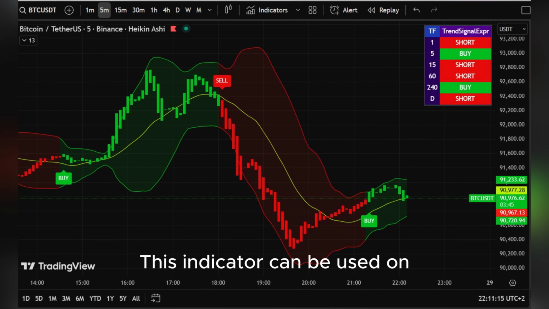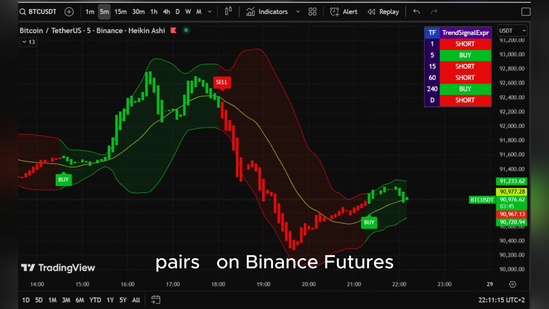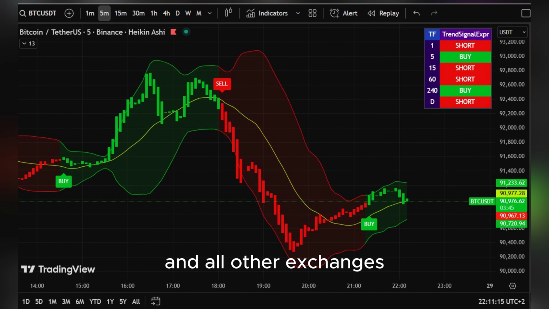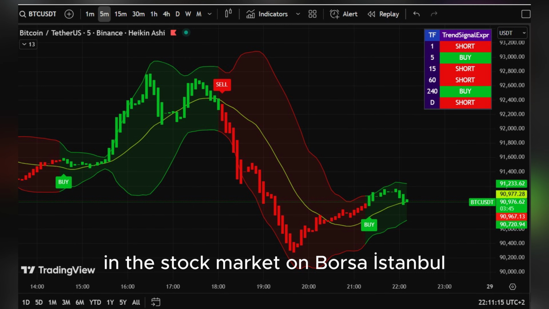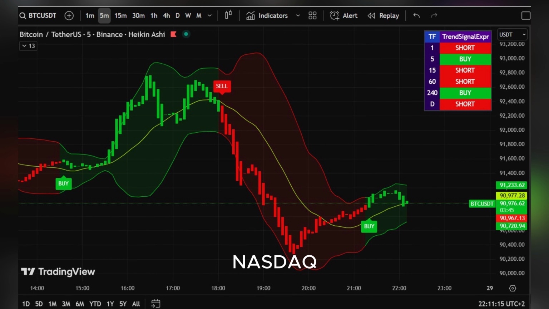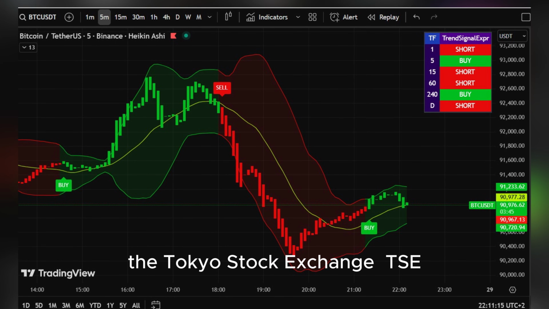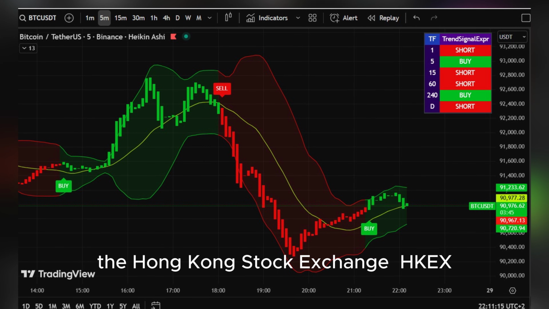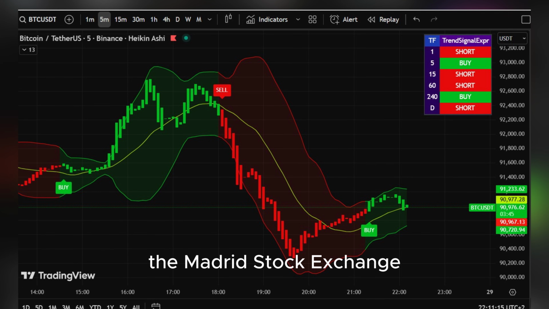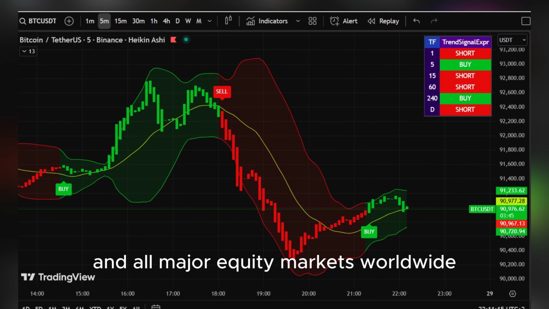This indicator can be used on Bitcoin and all cryptocurrency pairs, on Binance Futures, Bybit, OKX, KuCoin, and all other exchanges. In the stock market, on Borsa Istanbul, the New York Stock Exchange, NYSE, Nasdaq, the London Stock Exchange, LSE, the Tokyo Stock Exchange, TSE, the Hong Kong Stock Exchange, HKX, Frankfurt Xetra, Euronext, the Madrid Stock Exchange, the Milan Stock Exchange, and all major equity markets worldwide.